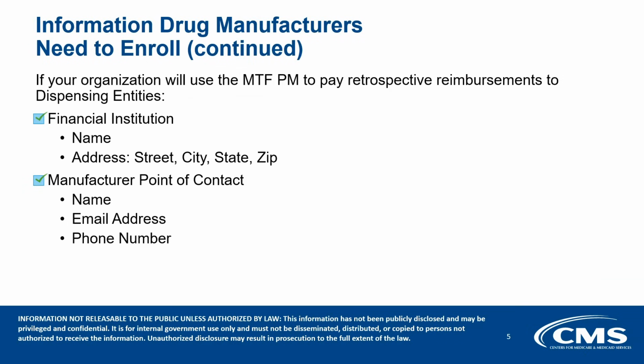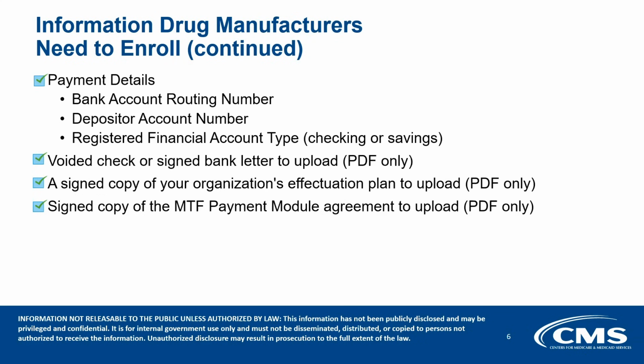If your organization will use the MTF PM to pay retrospective reimbursements to dispensing entities, you will need the name of your financial institution and the address. You will also need the manufacturer point of contact name, email address, and phone number. You will also need the payment details, which comprise the bank account routing number, depositor account number, and registered financial account type. You will also need a voided check or a signed bank letter.